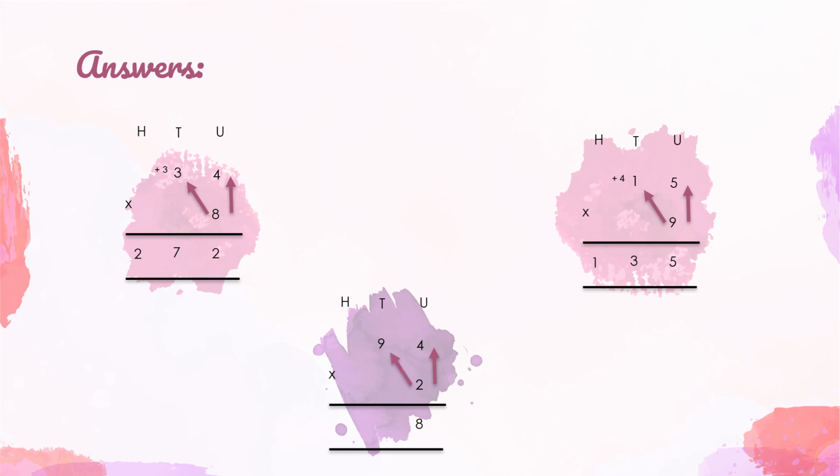2 times 9 is 18, which is a 2-digit number, so put down your 8. Carry your 1 over to the hundreds column, but there's nothing in the hundreds column, so you can just pop it in the answer row, and you've got 188.